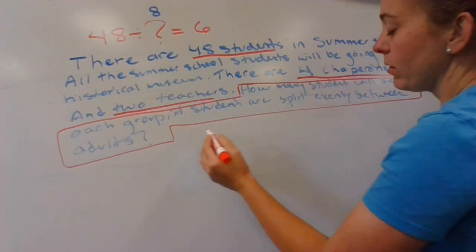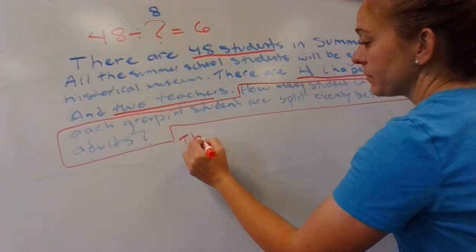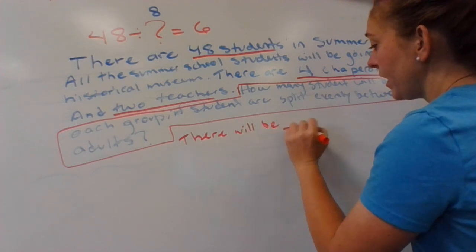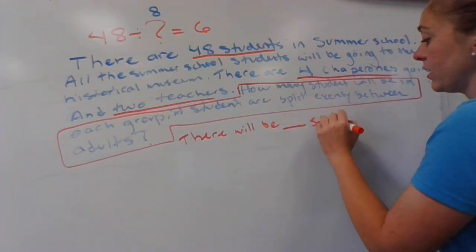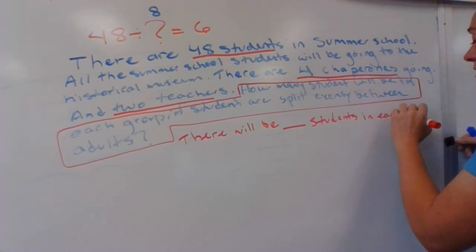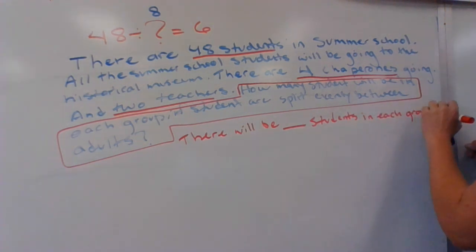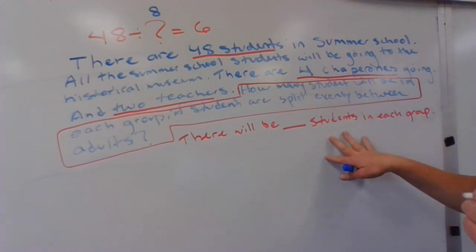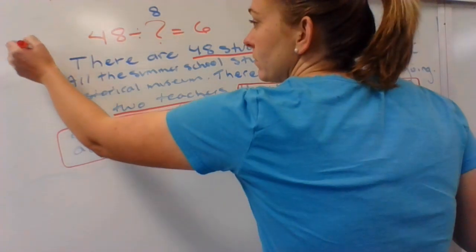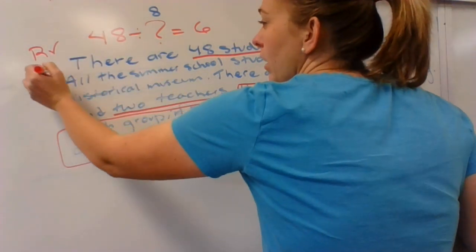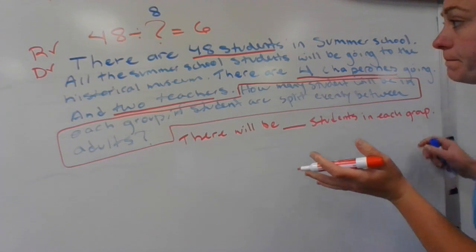Okay, so now we need a sentence. Let's see. So how about there will be blank students in each group. All right. So we got the read done. Check that off. So now we need draw. So I'm going to do a tape diagram.